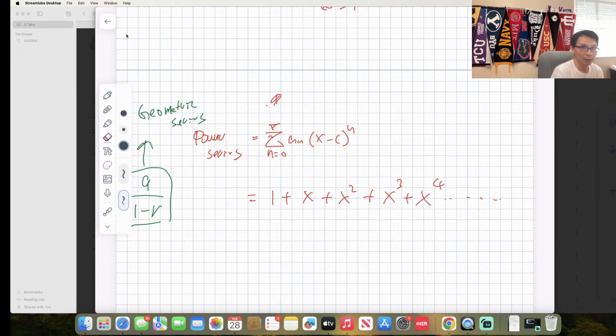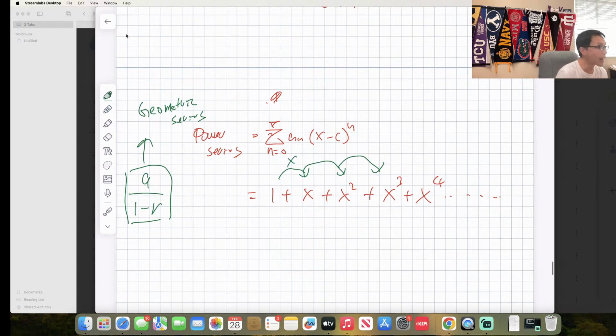Okay, so in this case, each term, you multiply by something, right? What is each term to the next term? What do you multiply by? X. So x is the common ratio. Therefore, you can write this with the first term as 1 and 1 minus x because of the common ratio.